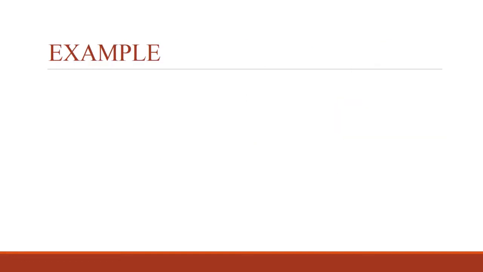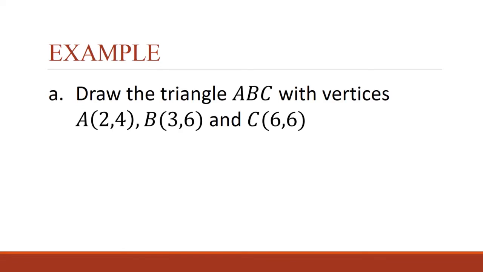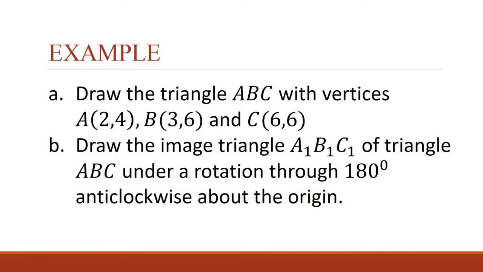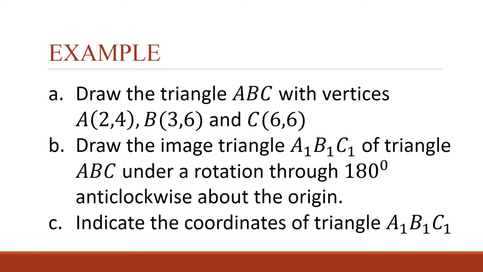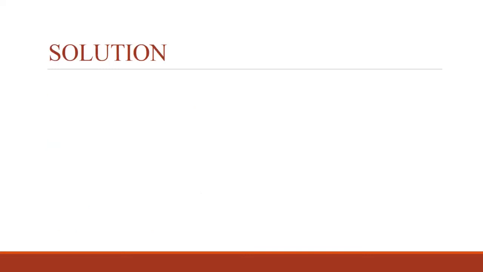Let's look at an example. In this example, you are to draw the triangle ABC with vertices A(2, 4), B(3, 6), and C(6, 6). Also, you are to draw the image triangle A1, B1, C1 of triangle ABC under a rotation through 180 degrees anticlockwise about the origin. And lastly, we are to indicate the coordinates of the triangle A1, B1, C1. Let's look at our solution.